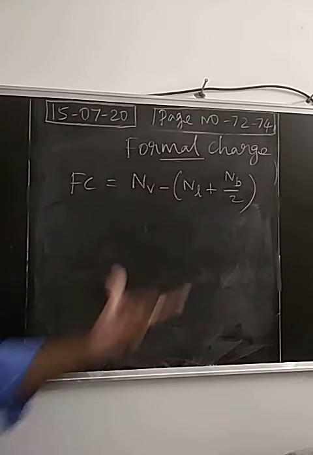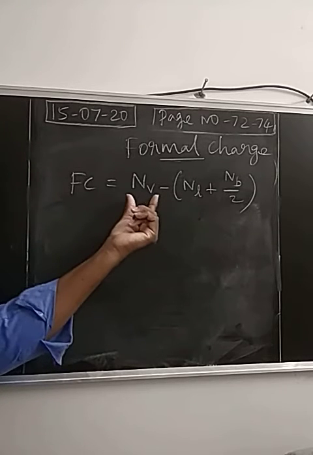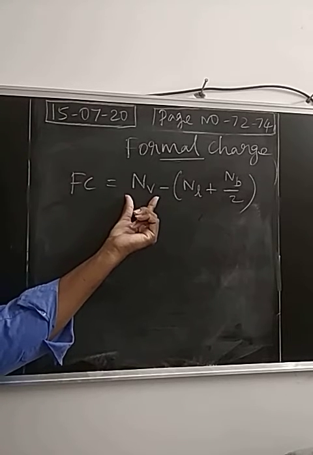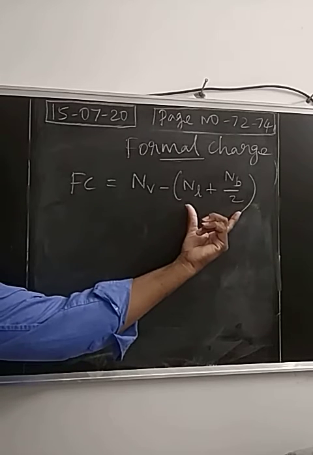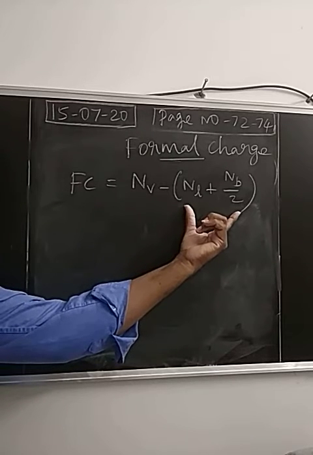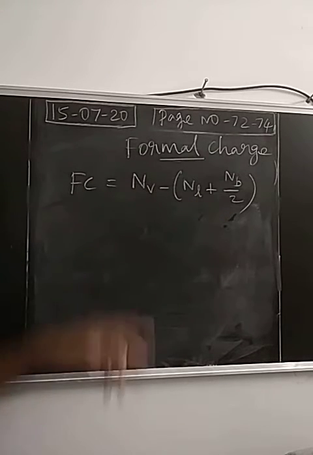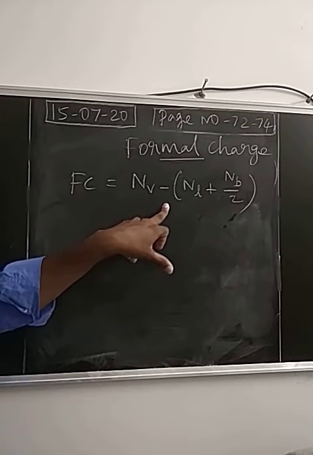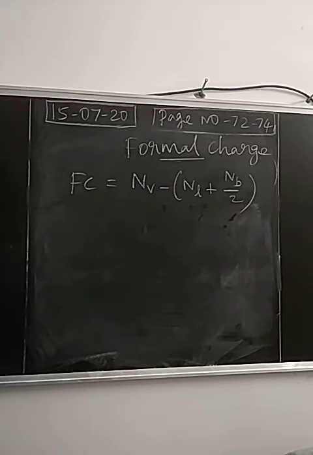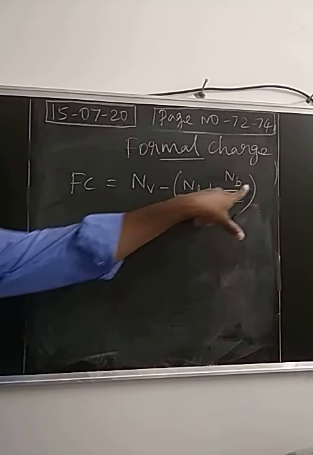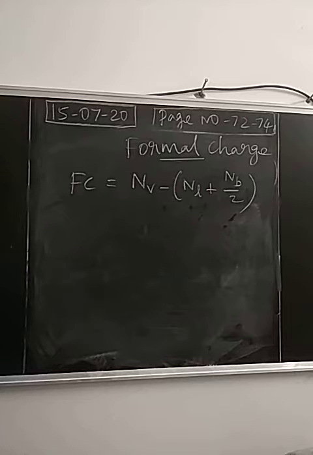So formal charge is the difference between the number of valence electrons of an atom in an isolated state and the number of electrons assigned to an atom in the Lewis dot structure. Mathematically we express formal charge as NV minus NL plus NB by 2, and we should know what these 3 terms represent. NV represents the number of valence electrons of an atom in isolated state. Isolated state means it is present as a separate, single atom.